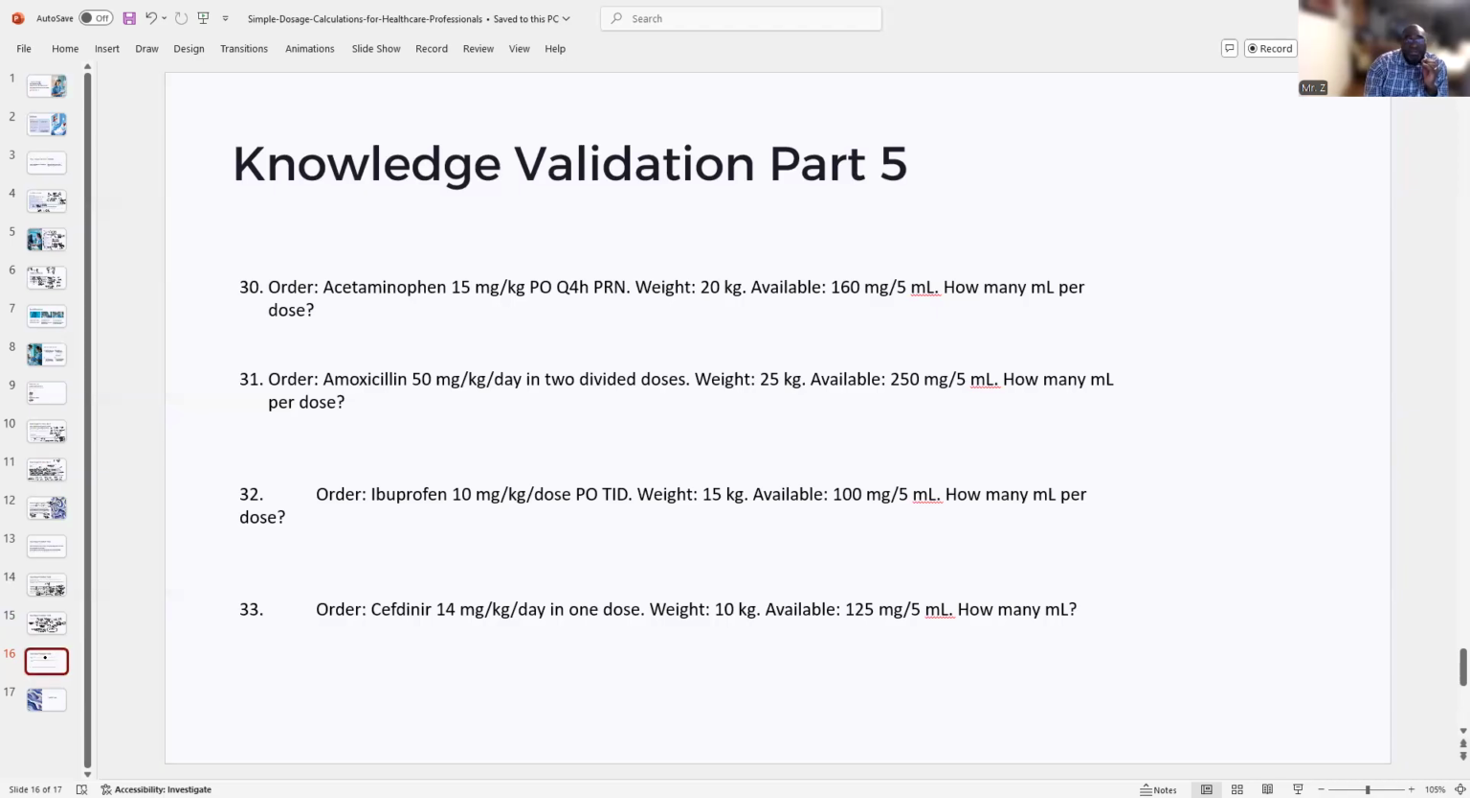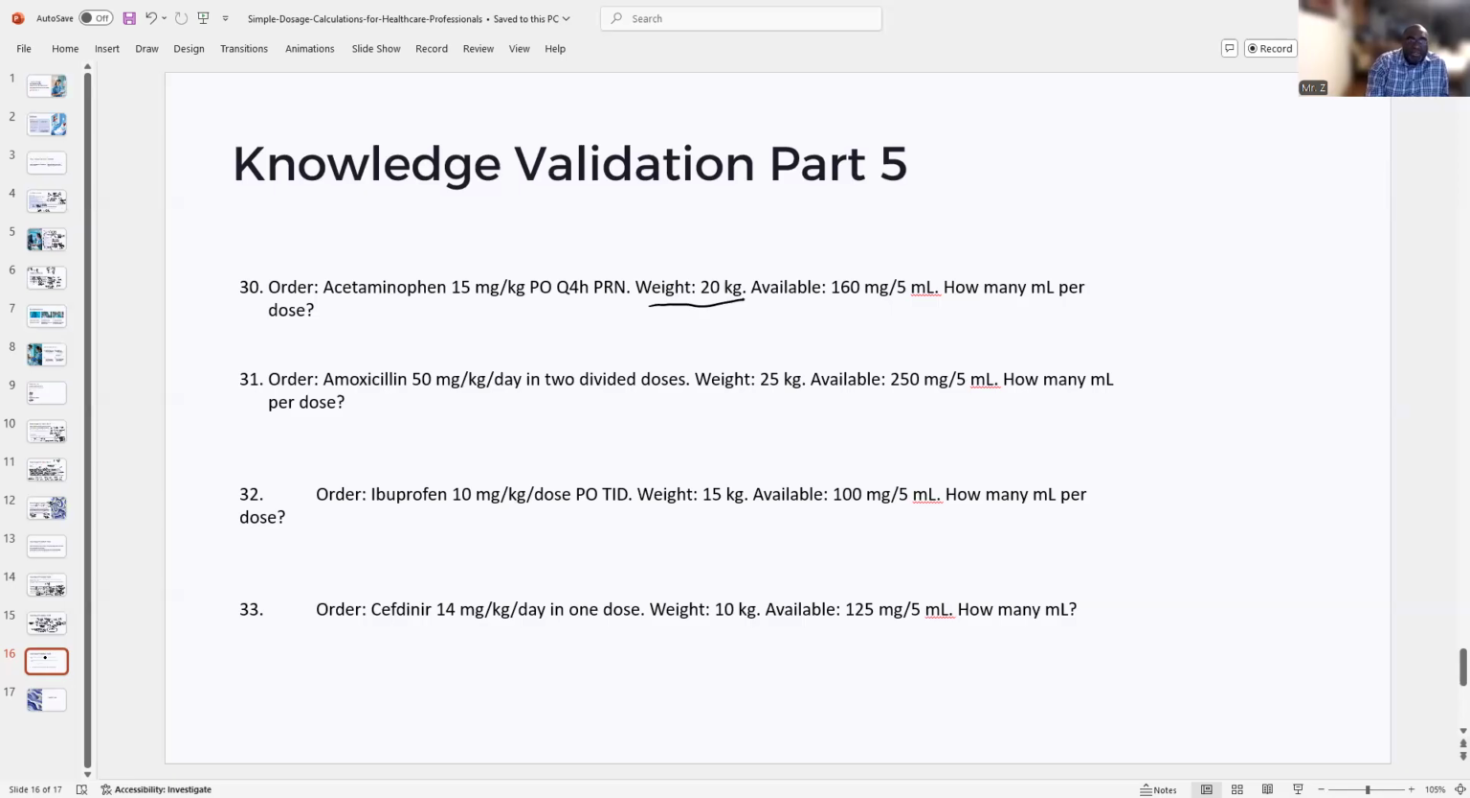The doctor prescribed acetaminophen at 15 milligrams per kilogram. It's the same concept we just did. The only difference now is that this medication is based on the body weight. It means for any person that weighs 1 kilogram, this person is going to get 15. But anytime they give you the weight, that weight must be in kilograms. If that weight is in pounds, you will have to divide that pound by 2.2 to convert that to kilograms and multiply.